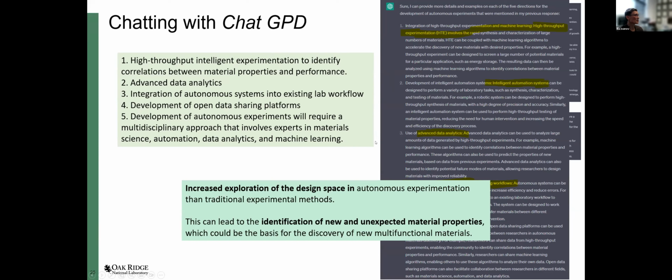But it's really incredible that by pushing a couple of review papers into ChatGPT, in less than 15 minutes it spit out pretty reasonable conclusions on autonomous testing of materials, suggesting that increased exploration of design space is something that we will see in the next foreseeable future, and we'll be looking at identification of new and unexpected material properties using autonomous experiments. Thank you.